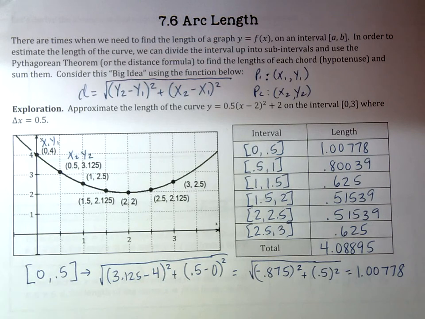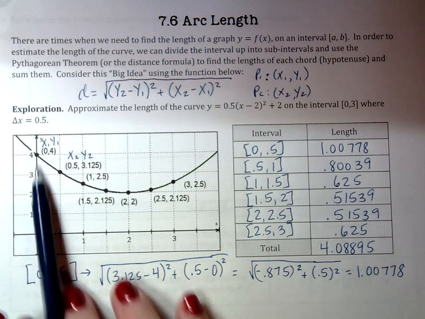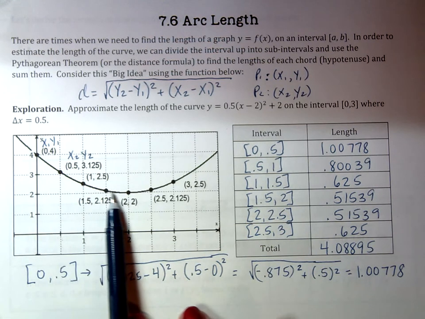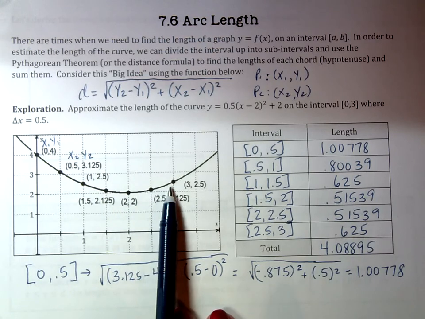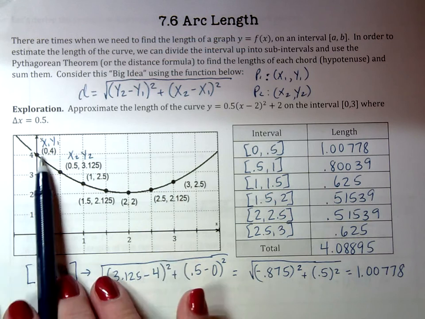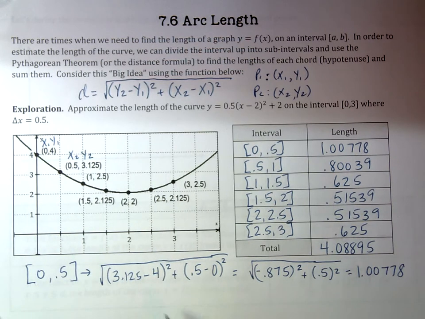So a couple things have to happen in order for you to be able to do this for a length of an arc. One thing, think about it. This curve has to be continuous in the section that you're looking at, in the interval that you're looking at. It has to be continuous. It can't be broken up, right? Because then you can't figure out what the length would be.